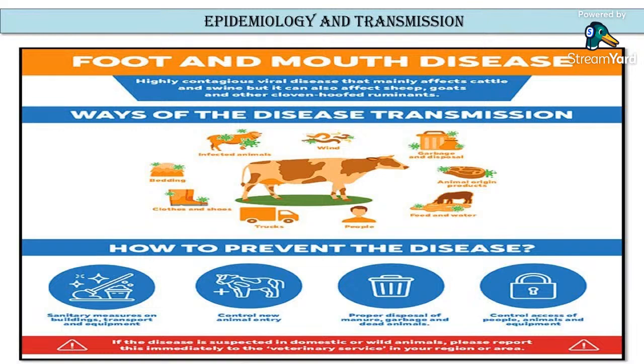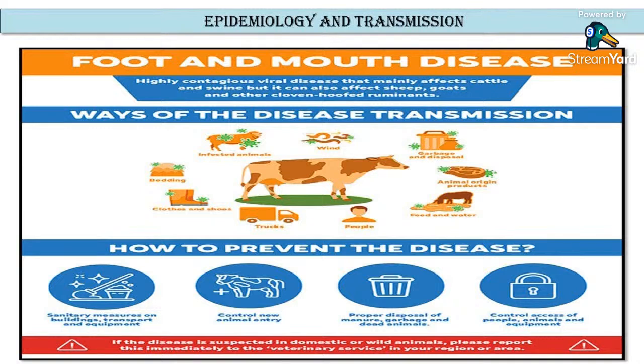And the next way of transmission is animal origin products like the feces, the milk, the urine, and other things which are derived from the animals. And next is the feed and water. From the feed and water, it also gets transmitted from the infected animals to the other animals. And likewise the people currently working in the farms, from the people, it gets spread to the healthy animals.